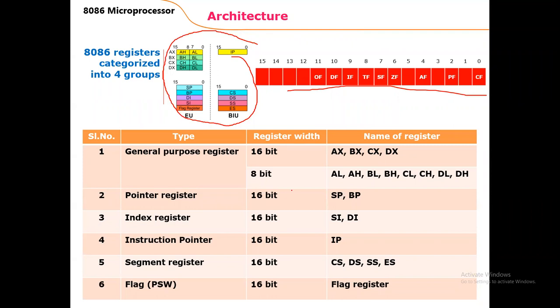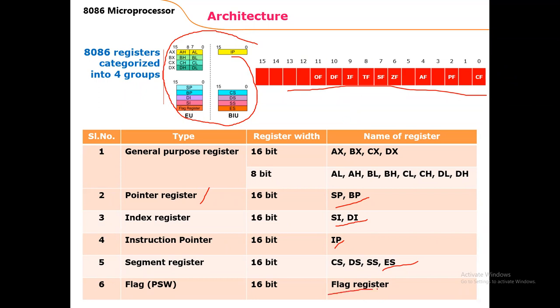Okay, the 16 bit pointer registers are 2: stack pointer and base pointer. Index registers are 2: source index and destination index. Instruction pointer is 1. All registers are 16 bit. Segment registers are 4, and this is the flag register, a 16 bit flag register, but active flags are 9. 1, 2, 3, 4, 5, 6, 7, 8, 9.